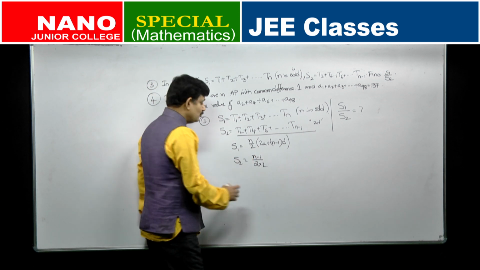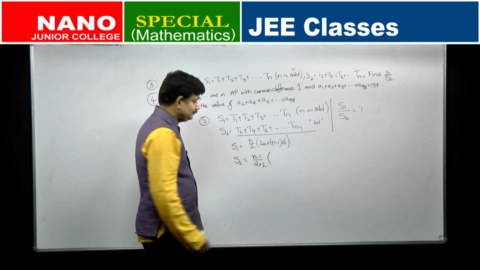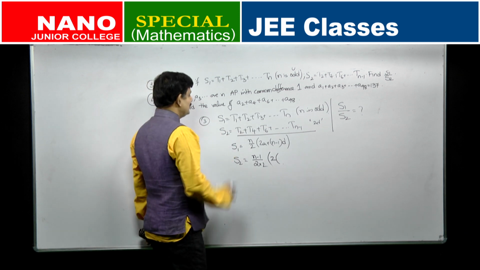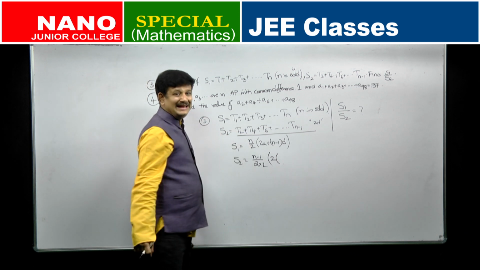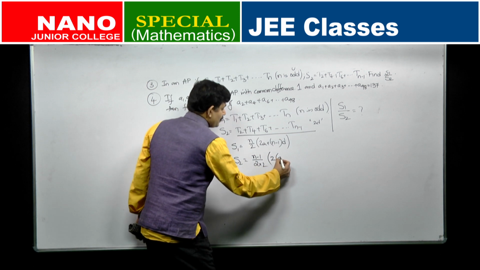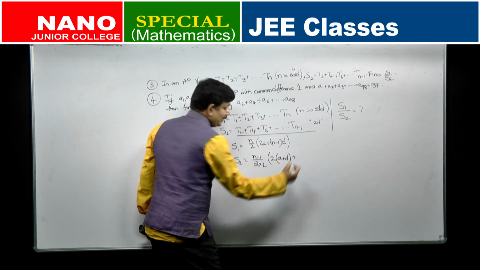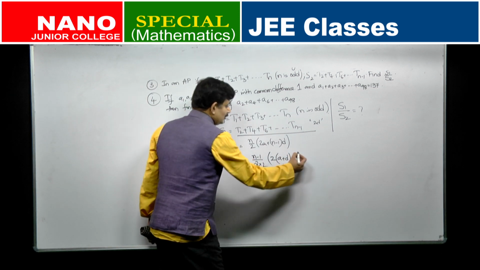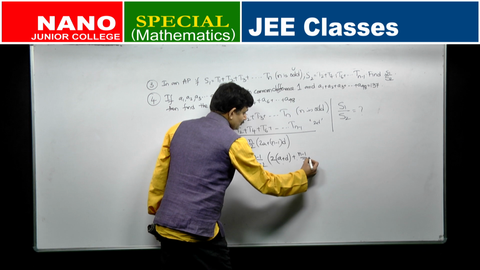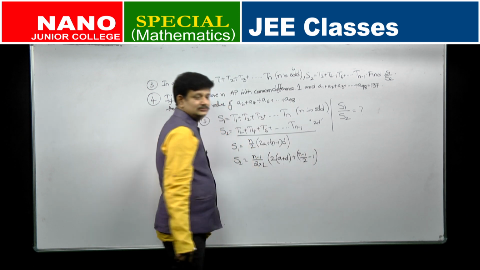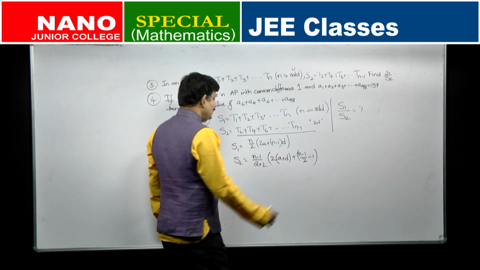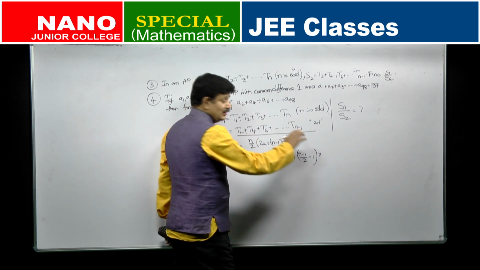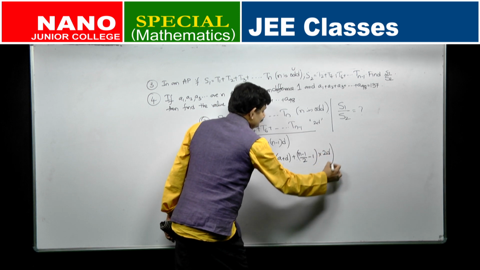So, you have to divide by 2, multiplied by 2 times the first term. What is the first term in this progression? T2. T2 is what? A plus D, plus the number of terms minus 1, multiplied by D. Number of terms how many? N minus 1 by 2, minus 1. D is what? The common difference of this particular AP. How much is it? 2D.